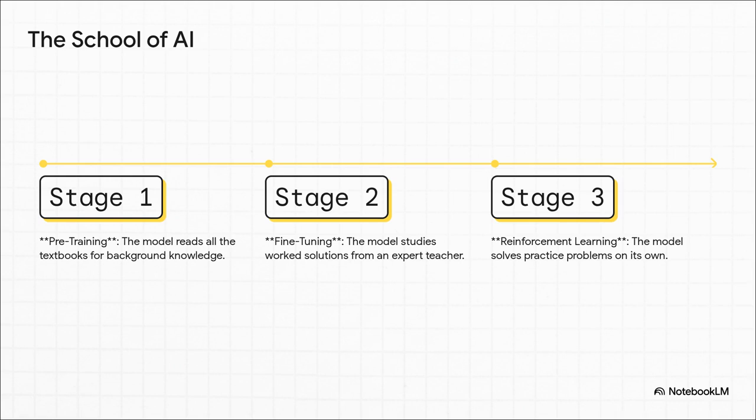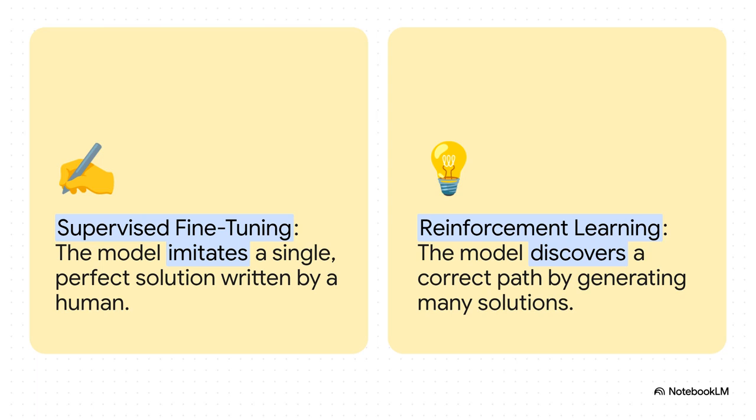But this final stage, reinforcement learning, this is different. This is like being handed a bunch of practice problems and the answer key, and then being forced to figure out for yourself how to get from the problem to the solution. And here is the key difference. With fine-tuning, the model is just imitating one single, perfect answer written by a human. But with reinforcement learning, it's a whole different ballgame. The model generates maybe hundreds of its own potential solutions, and then a separate reward system tells it, hey, that path worked, or nope, that one didn't. It learns by exploring and getting feedback.